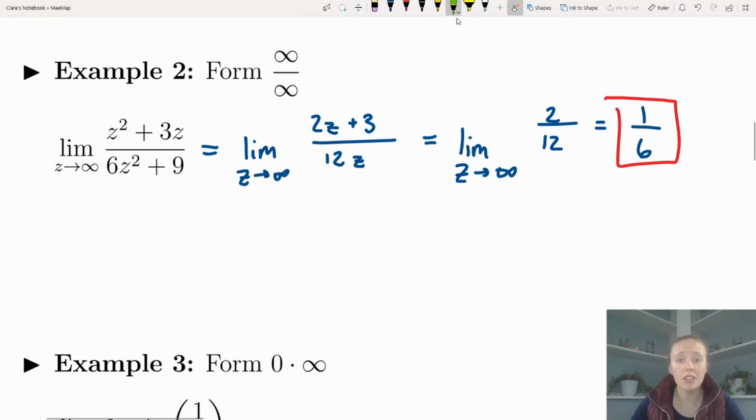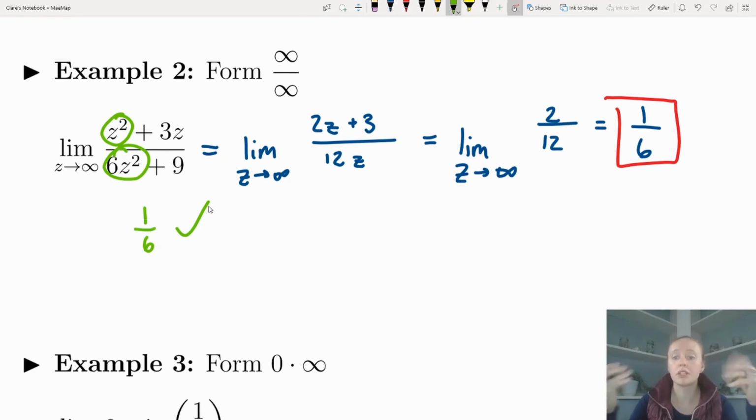And we can confirm that because we know a trick for figuring out the limits at infinity: the highest power rule. What's really dictating the growth of that numerator is going to be this z squared, and what's really dictating the growth of the denominator is going to be this 6z squared. So we just need to look at those coefficients. Z squared over 6z squared, that's 1 over 6, so 1/6. And that was by the highest power rule. So you can see that repeatedly doing L'Hopital's will get you the same result.